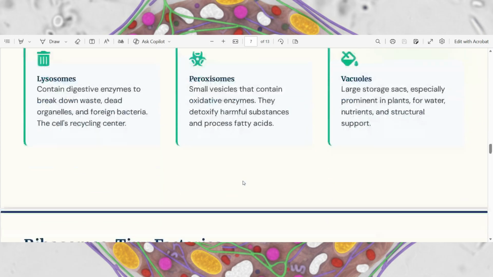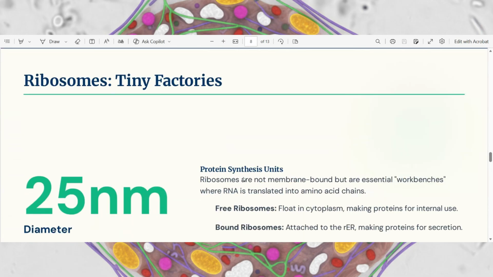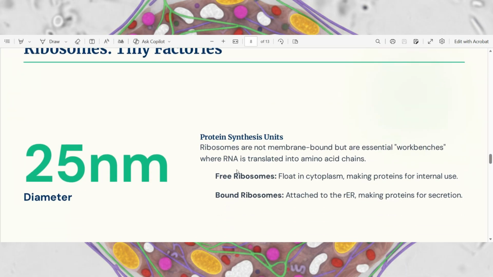Very important. Now let's get to the actual ribosomes. We mentioned ribosomes before with the rough ER. Remember, the rough endoplasmic reticulum is covered in ribosomes, and the smooth one is not. So ribosomes are tiny factories, diameter about 25 nanometers, protein synthesis units. Ribosomes are not membrane bound, but are essential workbenches where RNA is translated into amino acid chains.